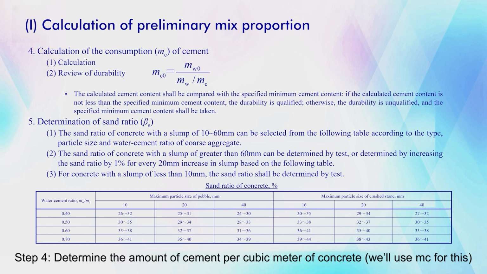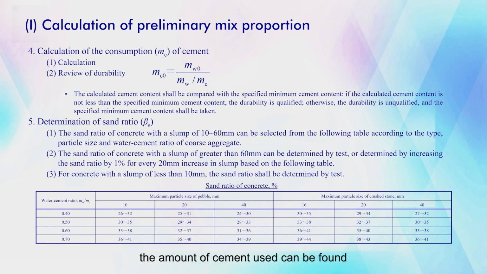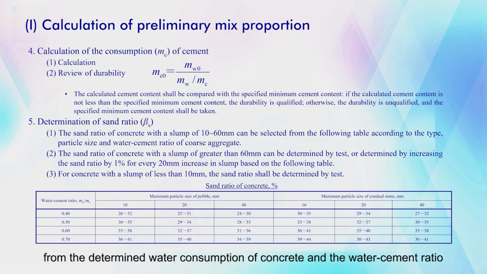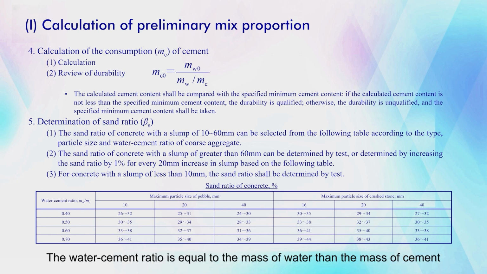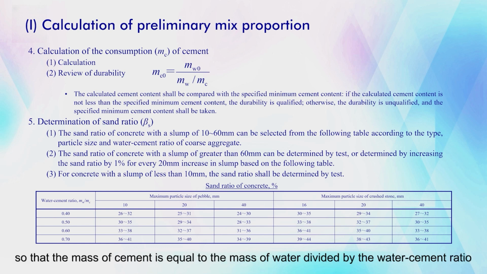Step 4. Determine the amount of cement per cubic meter of concrete. We use MC for this. The amount of cement can be found from the determined water consumption of the concrete and the water-cement ratio. The water-cement ratio is equal to the mass of water over the mass of cement, so the mass of cement is equal to the mass of water divided by the water-cement ratio.